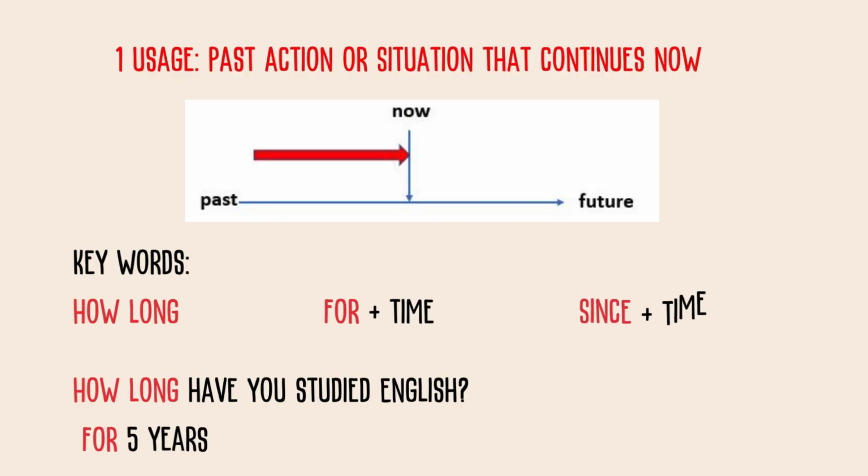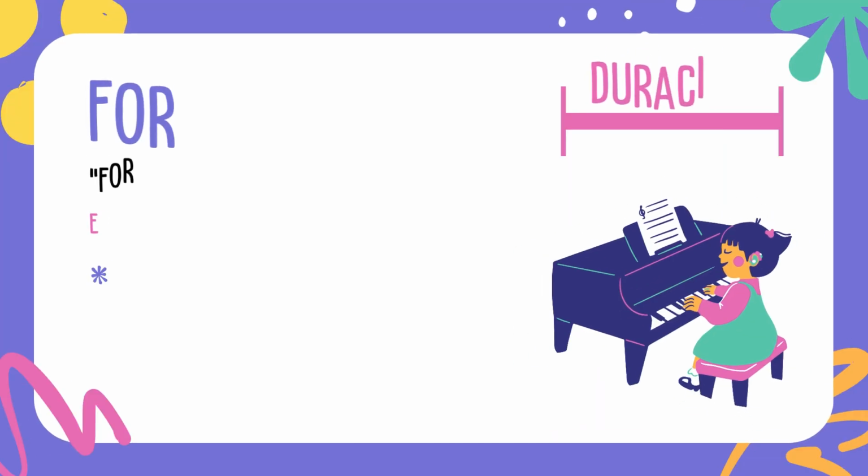Keywords to look for are how long, for plus time, and since plus time. So with the question, how long have you studied English? I can answer using for or since. I have studied English for 5 years. I have studied English since 2020. Both of these are giving me the same answer, but notice how the time is different, 5 years versus 2020. Let's see why.